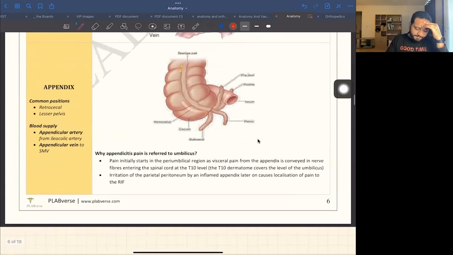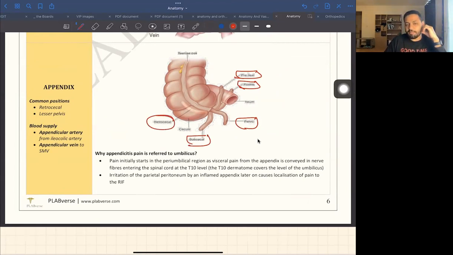Okay, appendix. The position can vary. It could be retrocecal or pelvic. There are also multiple other sites: pre-ileal, post-ileal, pelvic, subcecal, and retrocecal. What is the commonest site of the appendix? It is retrocecal, around 75%. What is the second commonest site? This one, the pelvic, is around 10%, and then pre-ileal, post-ileal, and subcecal are not very common.